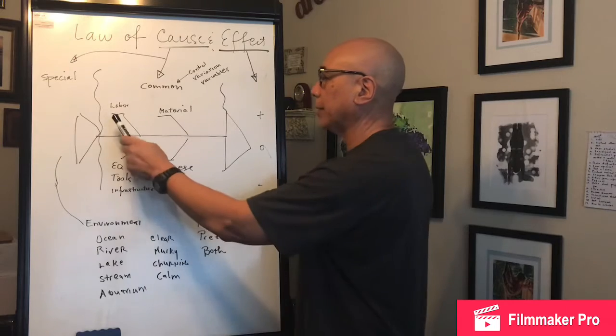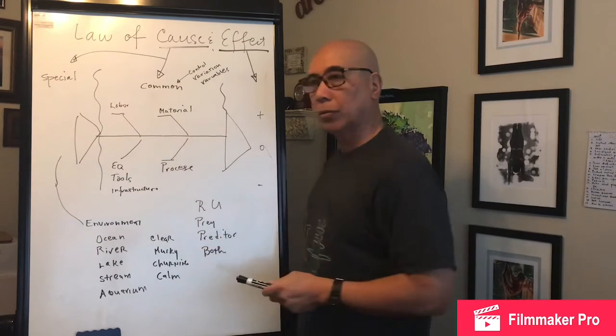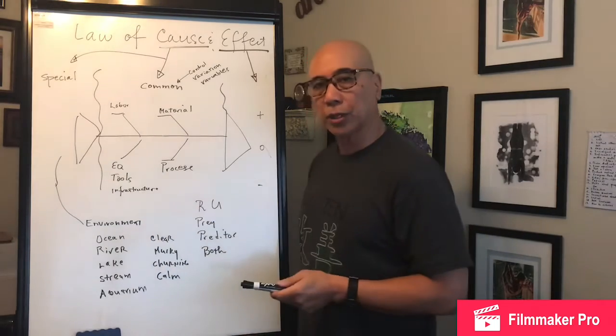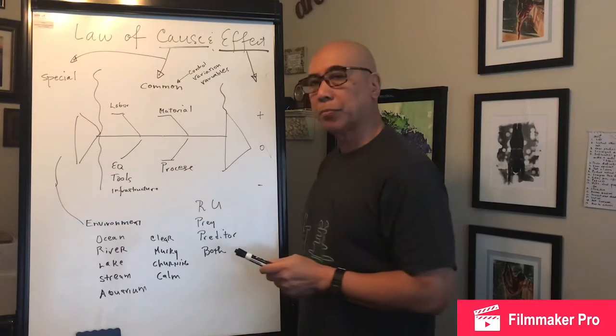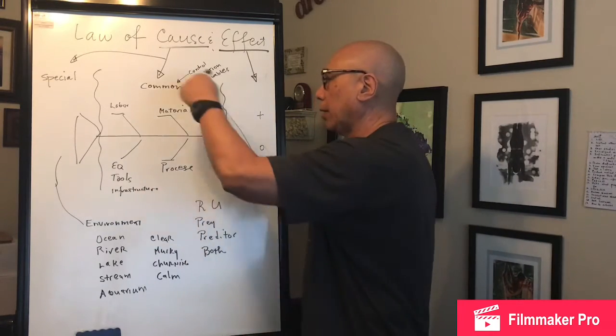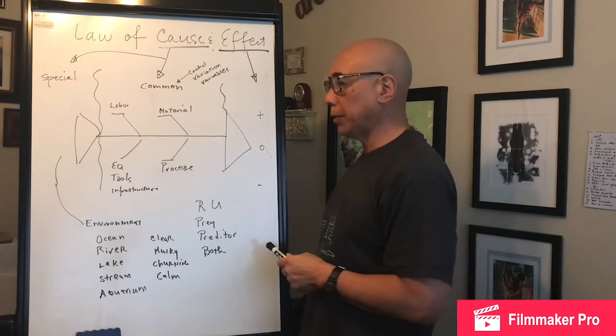Okay, follow me. The first one is labor. The second one is material or supply chain. The third is equipment, tools, and infrastructure. And the fourth is processes. Okay, so what we look at here, this is what happens every single day in your company.